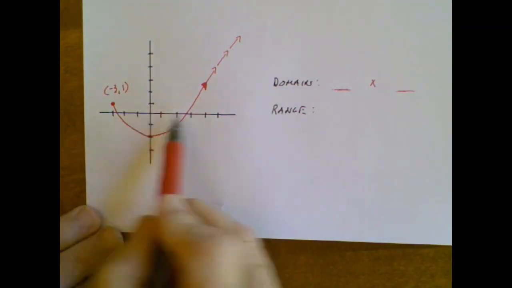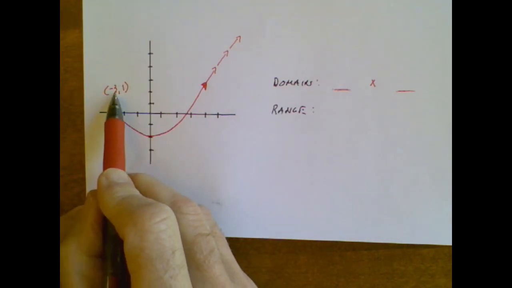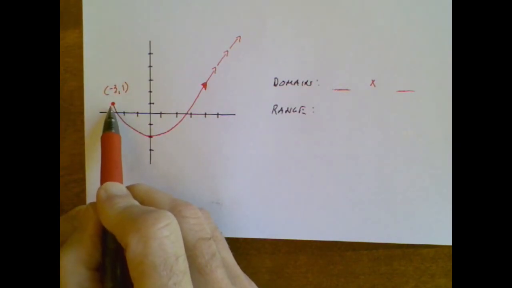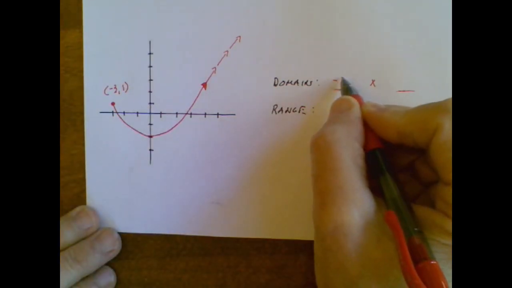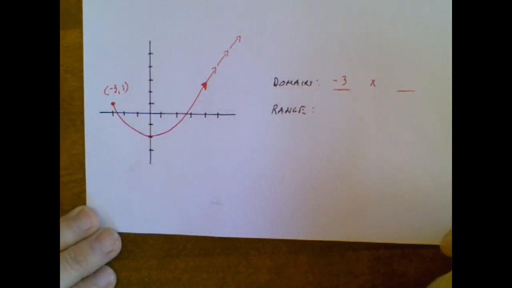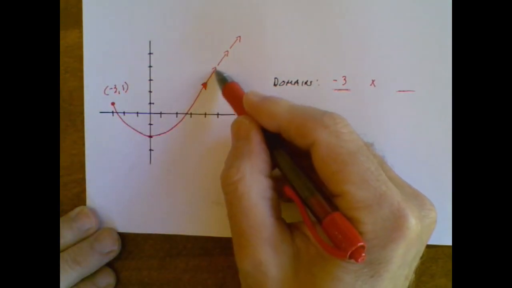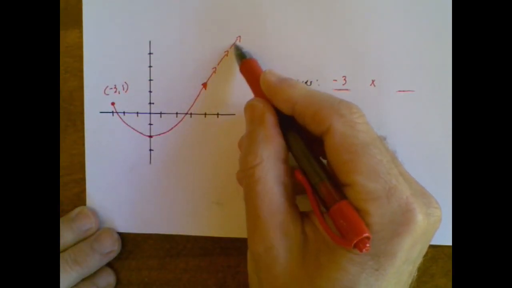Well, as I look at this graph, it begins over here at an x value of -3. And there's no x values to the left or smaller than that. So -3 is my smallest one. And then as my graph keeps going, and going and going.